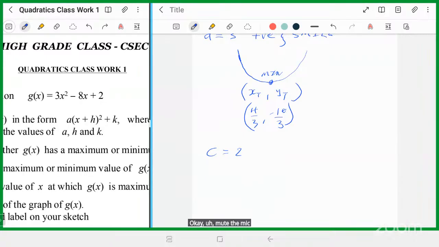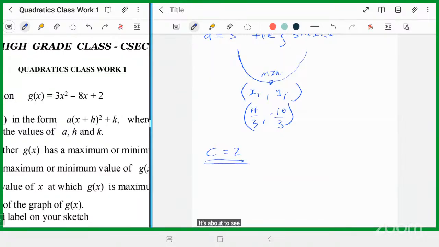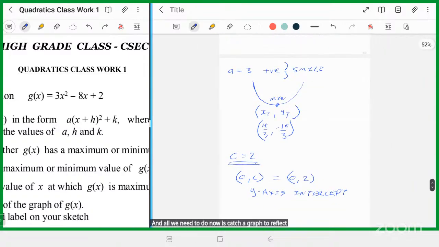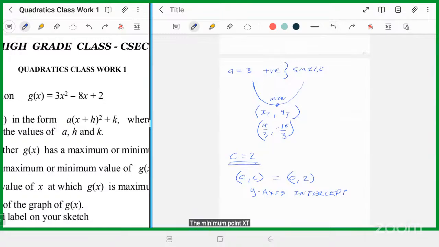Mute your mic. All right, so remember now, the C value tells us the y-axis intercept. Because the C value is 2, it means that the point (0, 2) becomes your y-axis intercept. And all we need to do now is sketch a graph to reflect the smile that we get from the A, the minimum point xt, yt, and the y-axis intercept. And we have to put them in the right place.